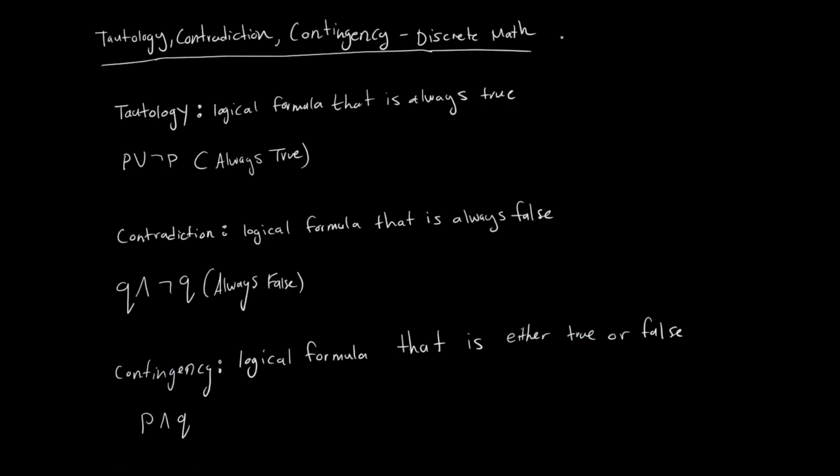In this video, we're going to be looking at what is a tautology, a contradiction, and a contingency in discrete math. So let's start off with the idea of a tautology. A tautology is a logical formula that is always true.